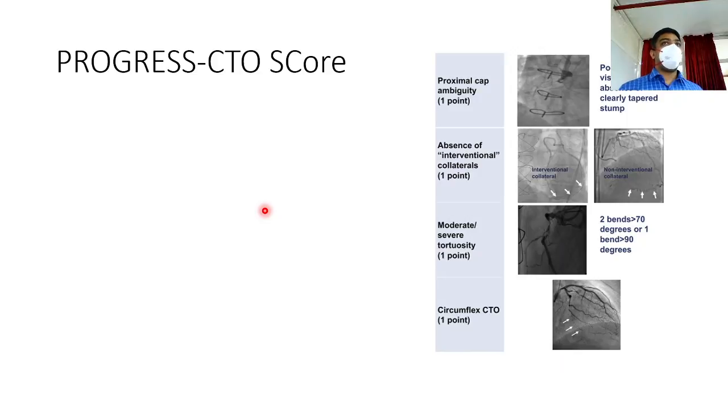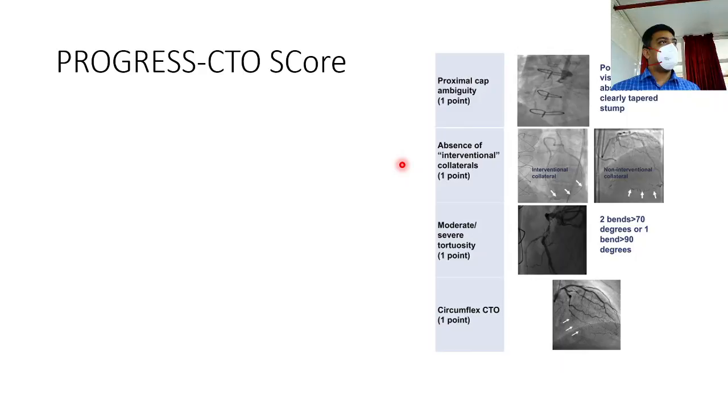So there are various other scorings other than the JCTO, that is the Japan CTO score. There are more scoring systems, though the basic parameters are almost the same. That is the PROGRESS CTO score. This looks at the proximal cap ambiguity. Proximal cap ambiguity is when we see a CTO and look at the proximal area, whether the proximal cap is clearly visible, blunt, or ambiguous, meaning it will be wavy or tapered. So we will not know where to pass the wire. The point of entry of the wire will be very ambiguous. So that is proximal cap ambiguity.